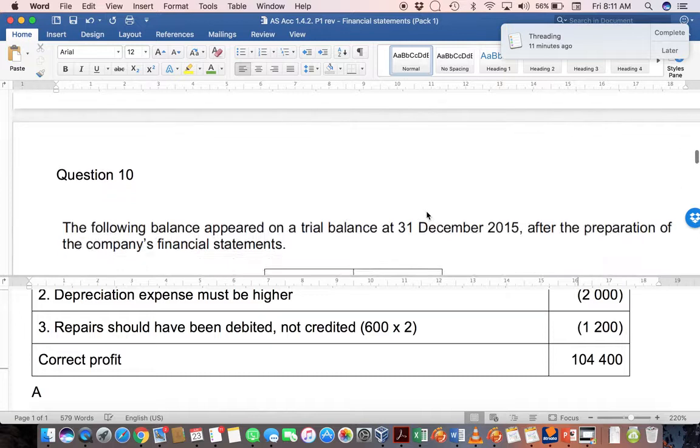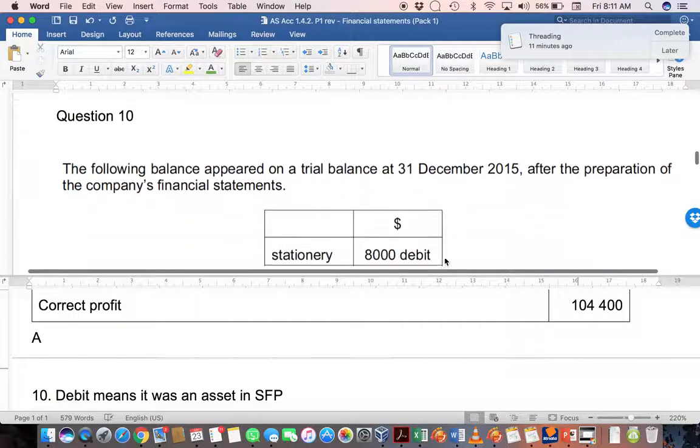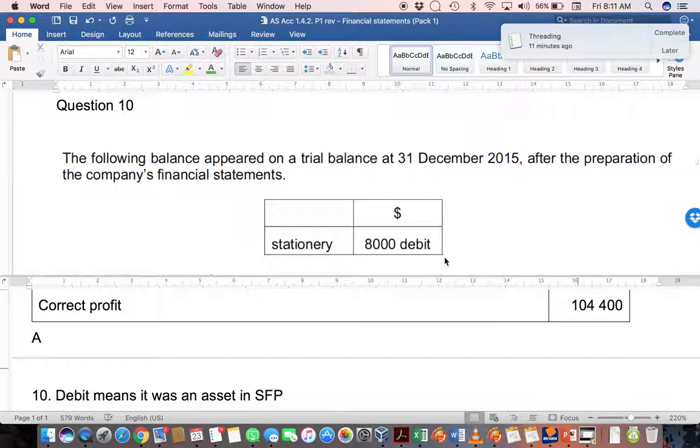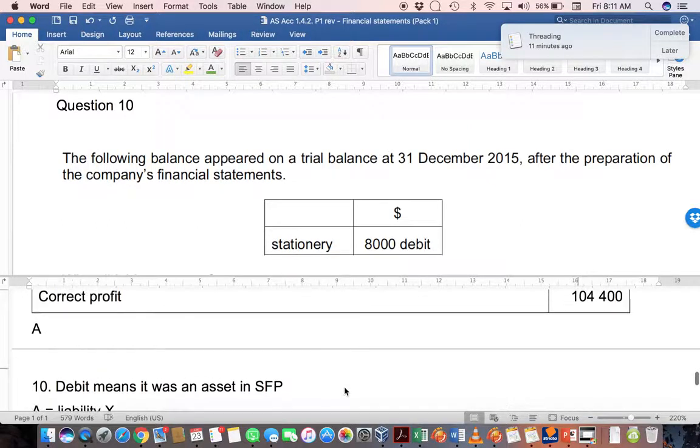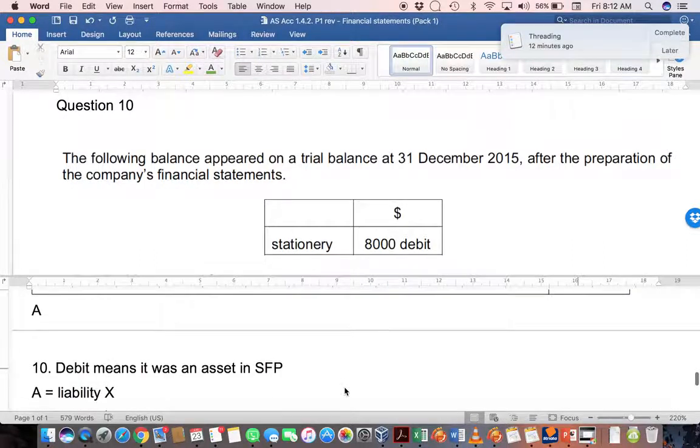The next question is question 10 from the same paper. The following balance appeared on a trial balance at the 31st of December 2015, after the preparation of the company's financial statements. Stationery, 8,000 debit. Now, if you've already prepared the financial statements, it means that this amount must have been in the statement of financial position, because the expense accounts would all have been closed off at this point.